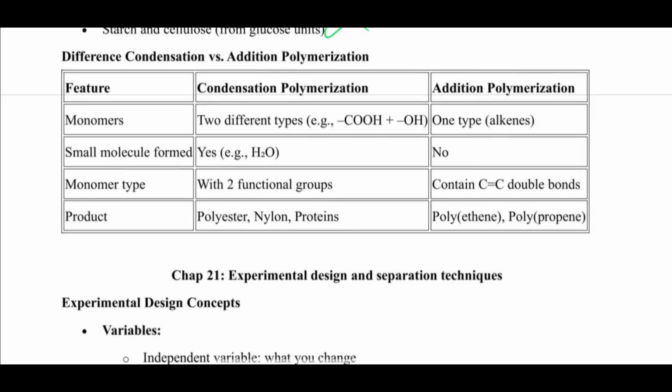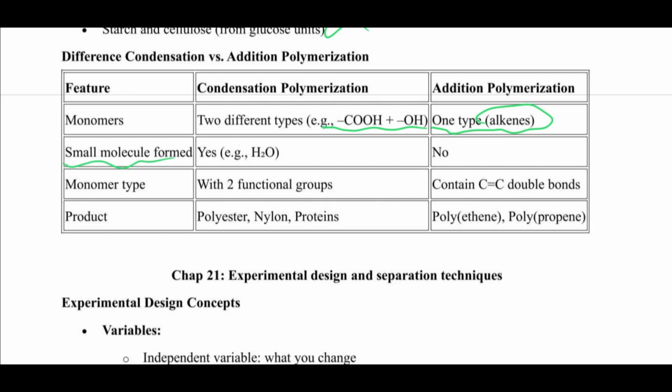Now, the main difference between condensation and addition polymerization that you have to remember is that different monomers are used. In addition polymerization, the monomers are always alkenes, only one type. But in condensation polymerization, two different types are used. For example, in ester, we use dicarboxylic acid and alcohol, right? And in amide, we use diamine and dicarboxylic acid. So there are two different monomers used to make a condensation polymer. But for addition polymers, only one type of monomer is used, that is alkene.